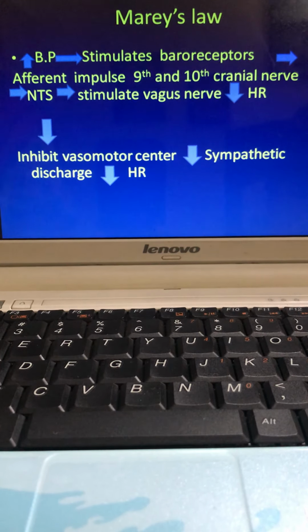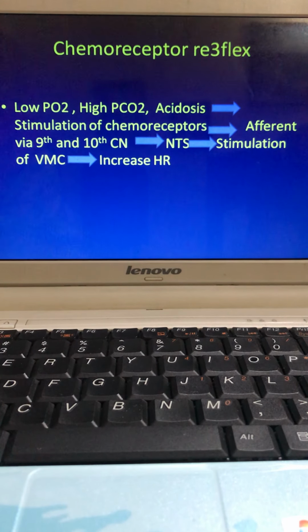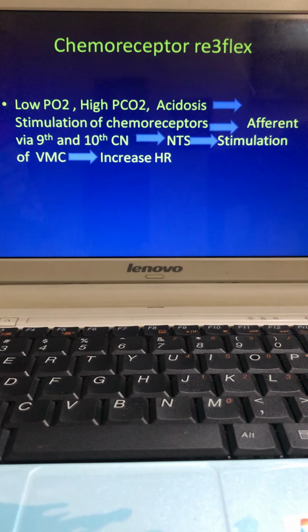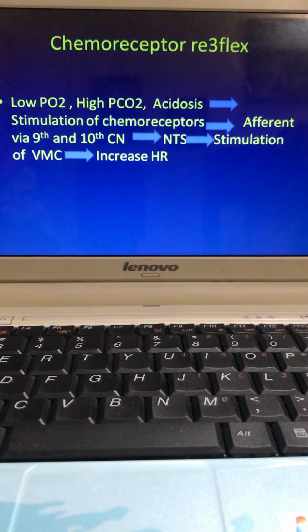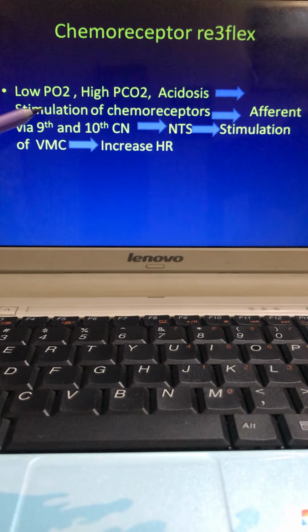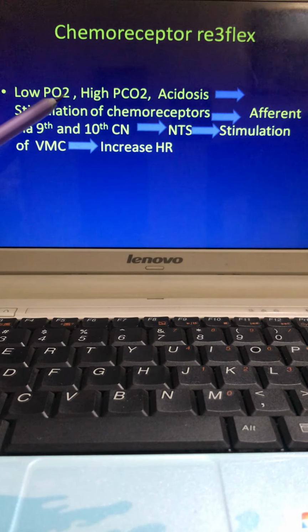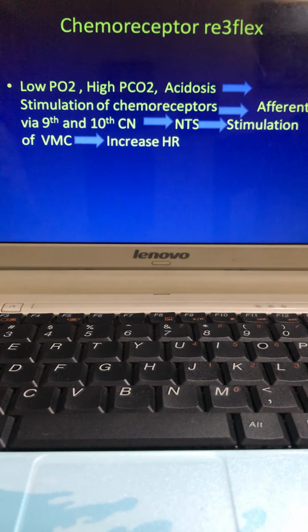Now, the chemoreceptor reflex. Low partial pressure of oxygen, high partial pressure of carbon dioxide, and acidosis stimulate chemoreceptors, and this stimulation goes through the afferent via the 9th and 10th cranial nerves and stimulates the nucleus tractus solitarius. This also stimulates the vasomotor center, and there is increased heart rate. In conclusion, due to the baroreceptor reflex there is decreased heart rate, and due to the chemoreceptor reflex there is increased heart rate. The stimuli for the chemoreceptor reflex are low partial pressure of oxygen, high partial pressure of carbon dioxide, and acidosis.